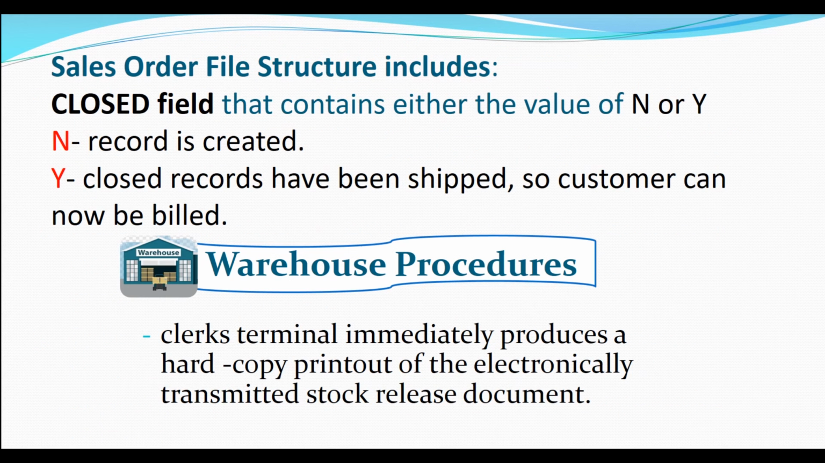Sales order file structure includes a close field that contains either the value of N or Y. N means record is created, while Y means closed records have been shipped, so customers can now be billed. Warehouse procedures. Clerk's terminal immediately produces a hard copy printout of the electronically transmitted stock release document. Shipping procedures. The clerk reconciles goods, document, and the hard copy packing slip produced on the terminal. Shipping notice contains date and freight charges.